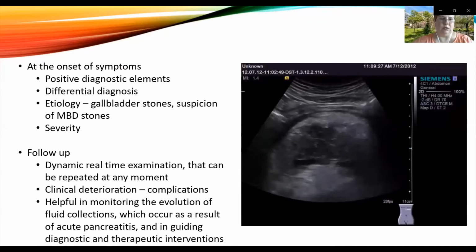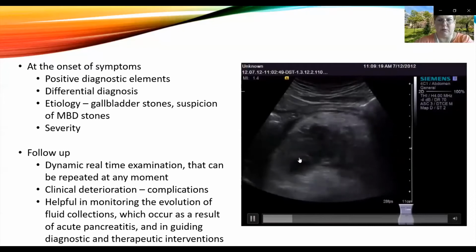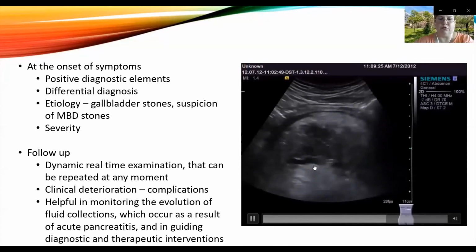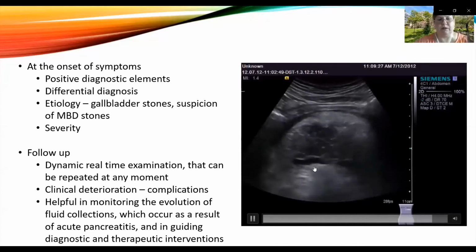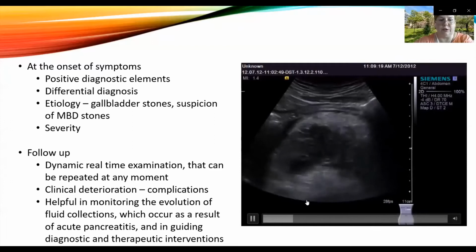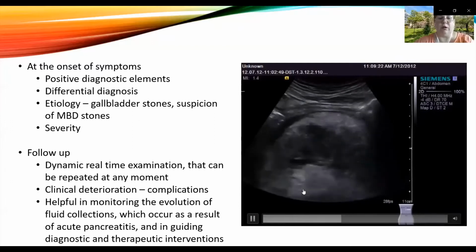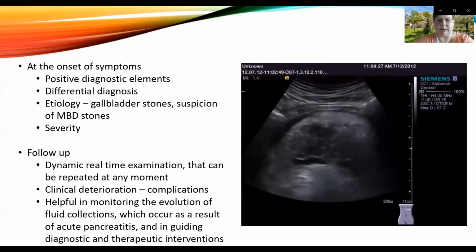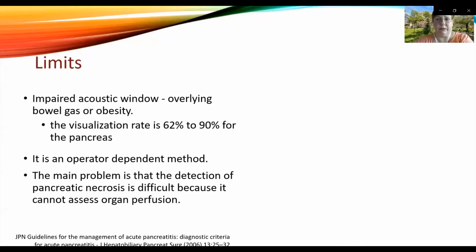We can use this technique also in the follow-up of this patient, as it's a dynamic real-time examination that can be repeated at any moment. And you can find in the course of evolution of this patient the development of complications. It's also helpful to monitor the patients that have developed fluid collections. And you can also guide the diagnostic and therapeutic intervention later in these patients. So these are the advantages, but of course you have also disadvantages and limits.